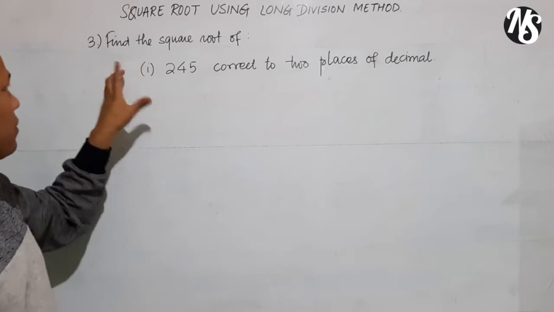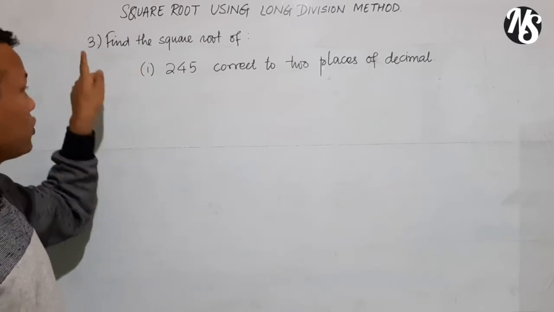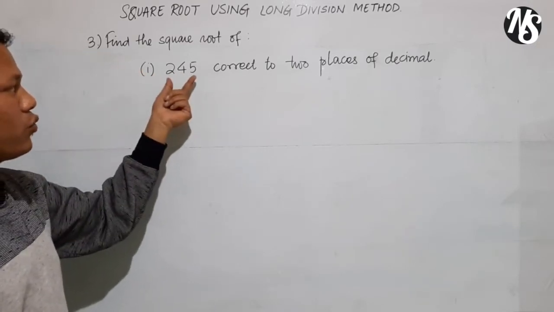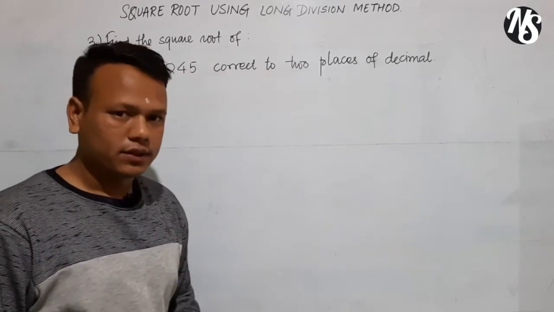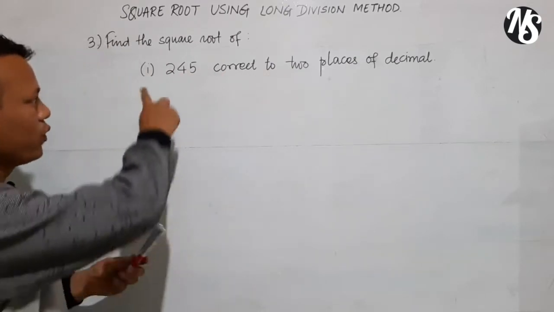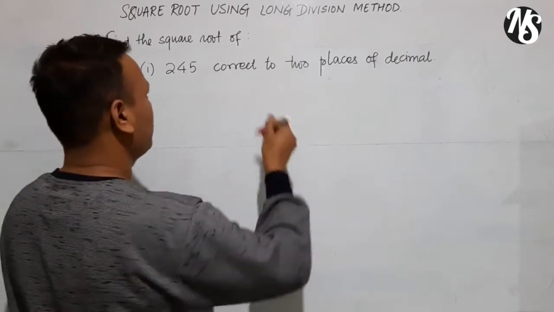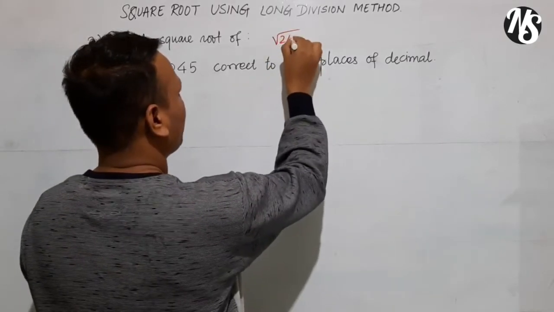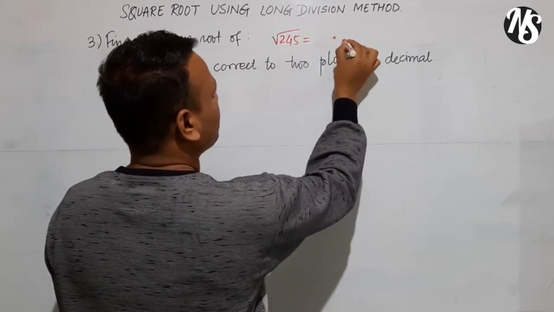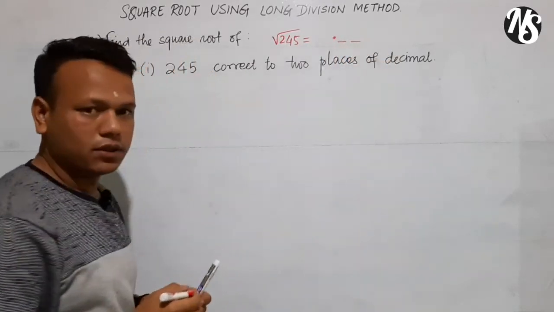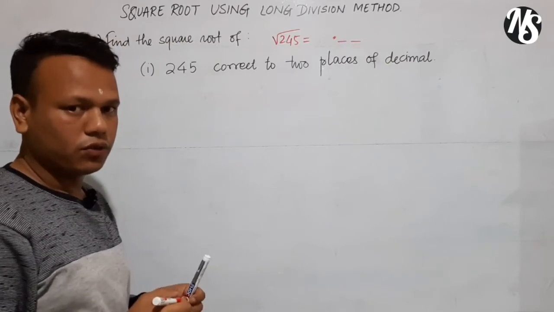For example, in your first question for the day, question number 3.1, you have to find the square root of 245 correct to 2 decimal places. So that means when you find the square root of 245, you will get something point. After the decimal you should have 2 decimal places. That's what the question is asking you to find.